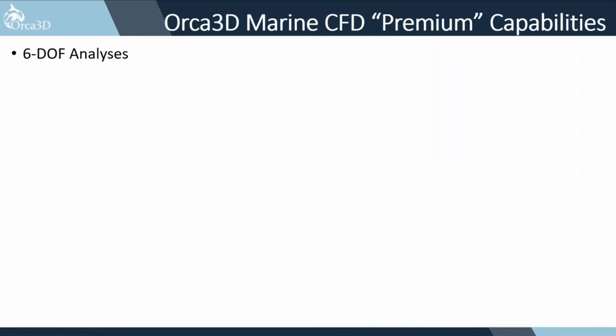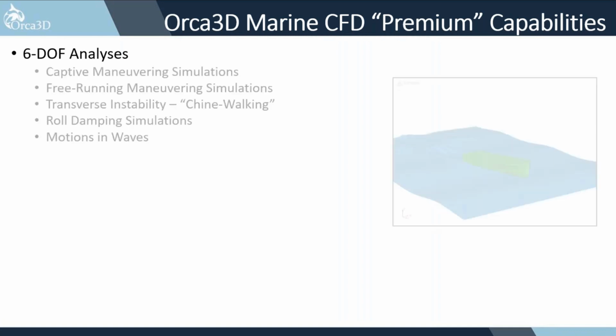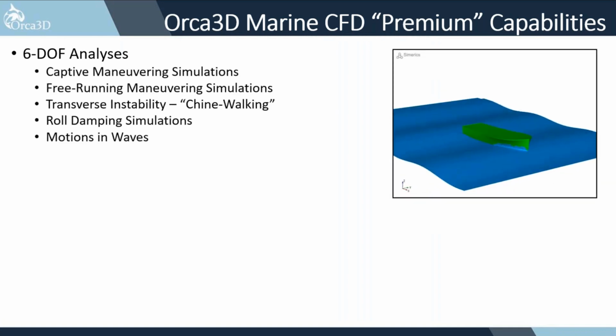Okay, the premium version opens up quite a bit more. The base version is limited to 3 degrees of freedom, but you get all 6 degrees of freedom in the premium version. So not surprisingly, that opens up a lot more possibilities. With the premium version, you can do maneuvering simulations, which obviously take place in the horizontal plane, so you bring in yaw and sway into the available degrees of freedom.